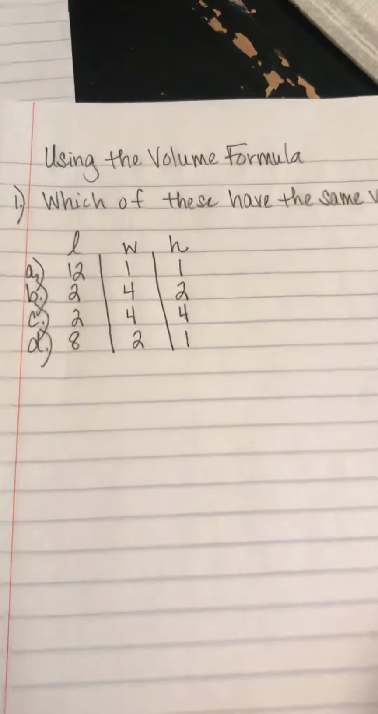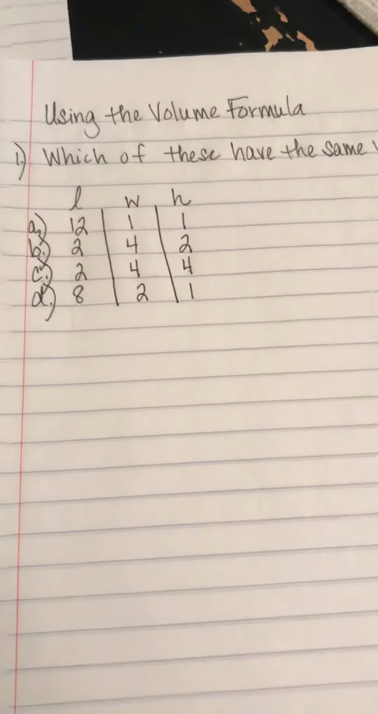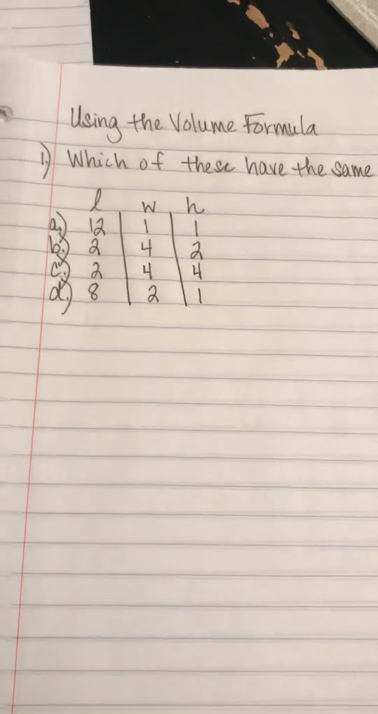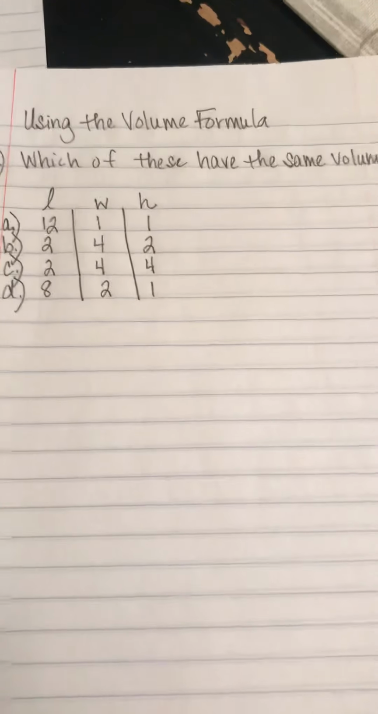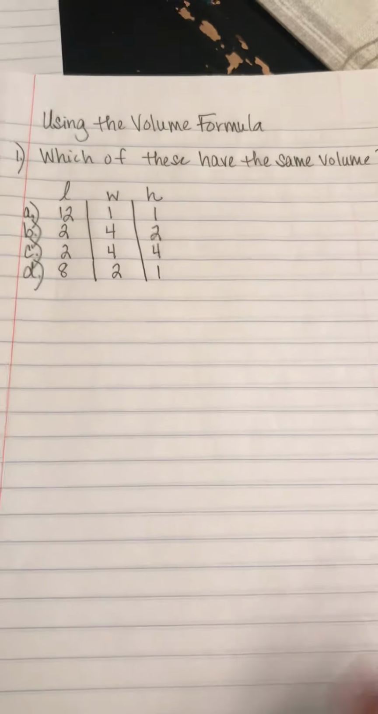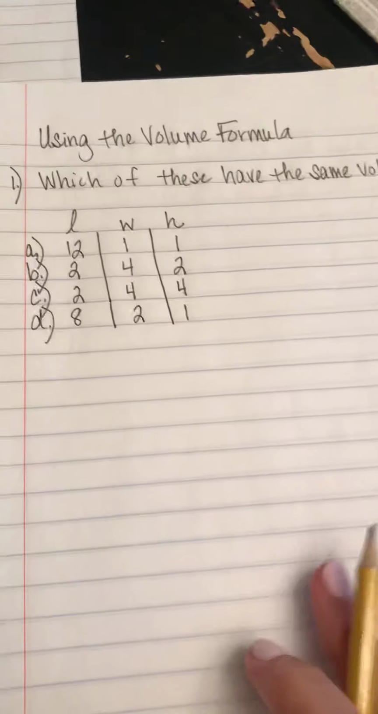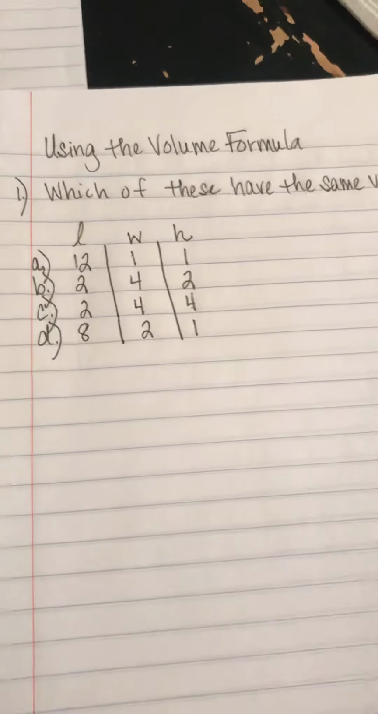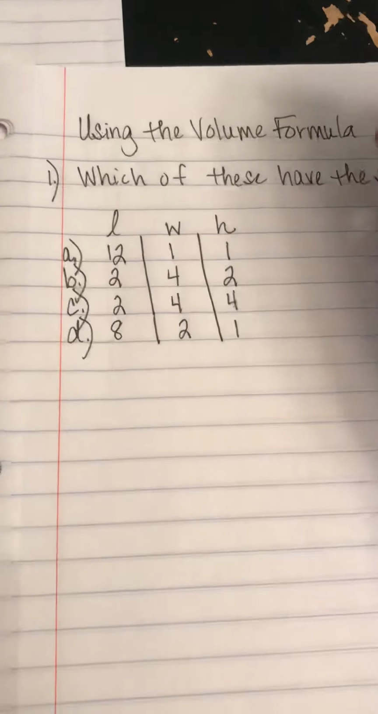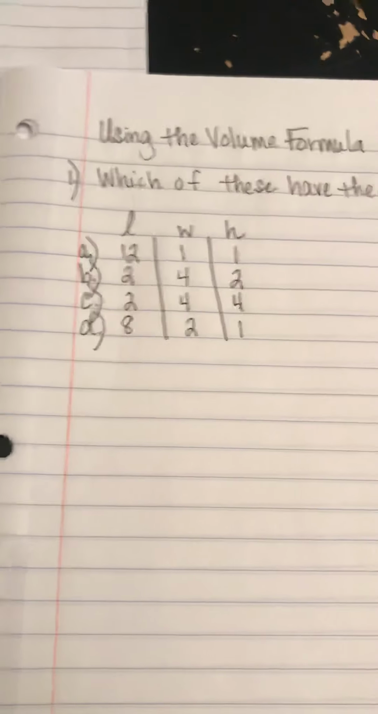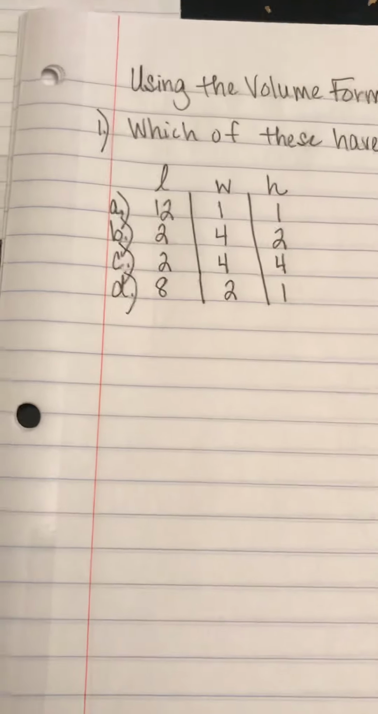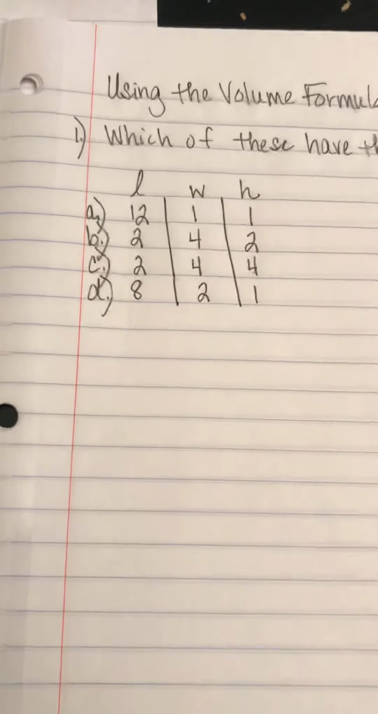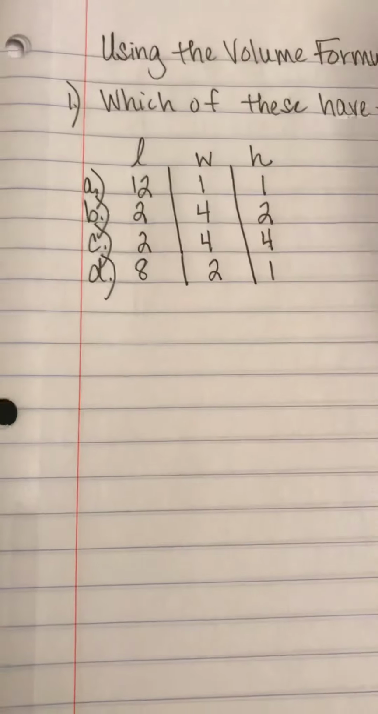Okay, today we are going to be using the volume formula. We're going to start with this example. It says, which of these have the same volume? So what we have been given are the dimensions of 4 different rectangular prisms. And what we want to do is determine the volume of each one and see which ones have the same volume. You can have the same volume even if your dimensions are different.